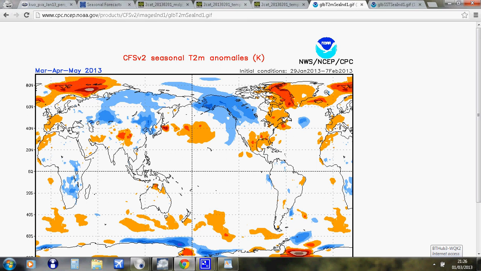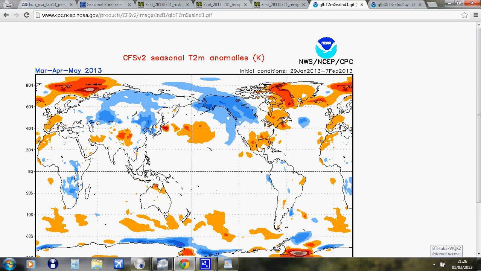But what I want you to notice from this one, what I want you to harness from this one, is basically the extensive orange colours running right up from Greenland up towards Iceland as well, up towards northern parts of Russia and Scandinavia as well, and up towards northern parts of Norway and also Sweden.